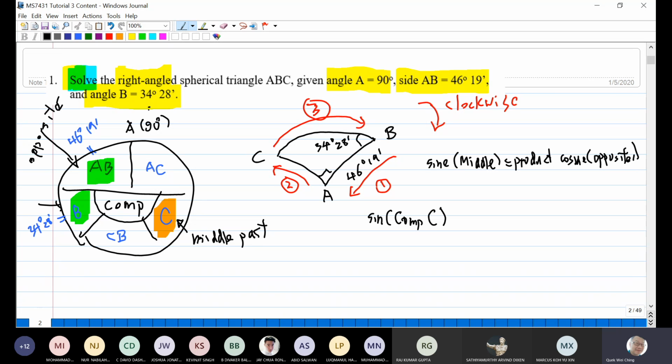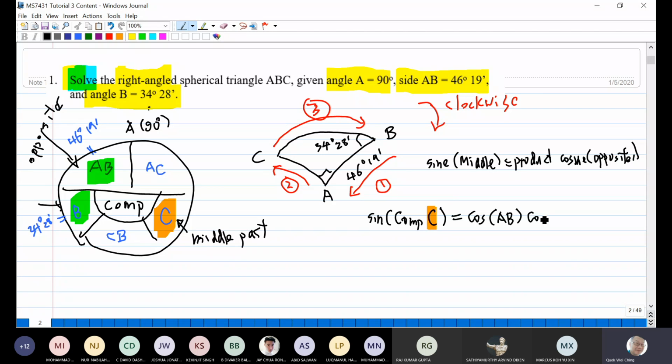C. Why do you write com C? Because angle C is in the lower part of the view. So that's why you have a com below. Otherwise, you don't need a com there. It's the product of the cosines. So you have the product of cosines here, cosine of what? There are two things. One is AB. You can leave AB there because it is in the upper half of the view.